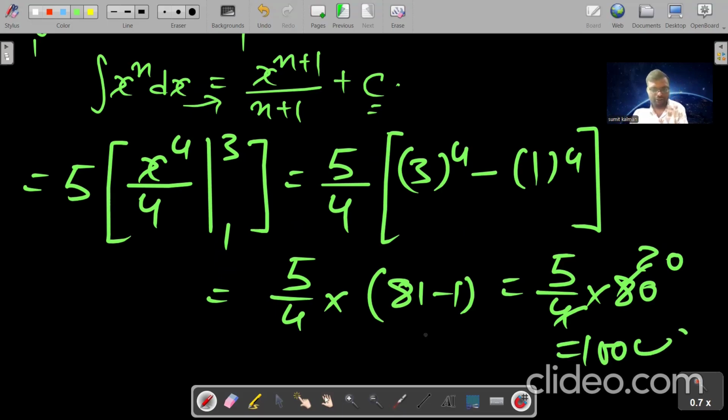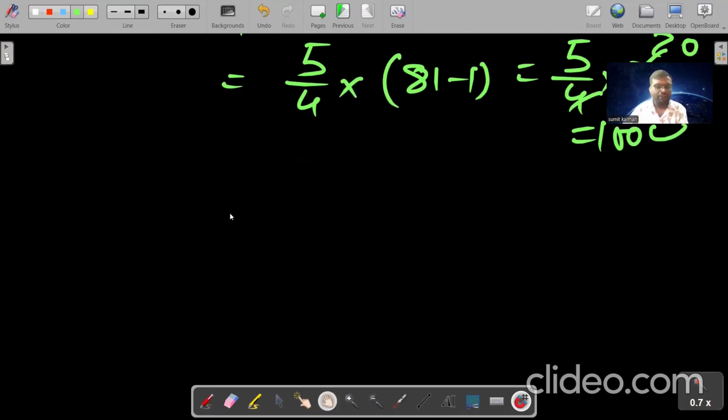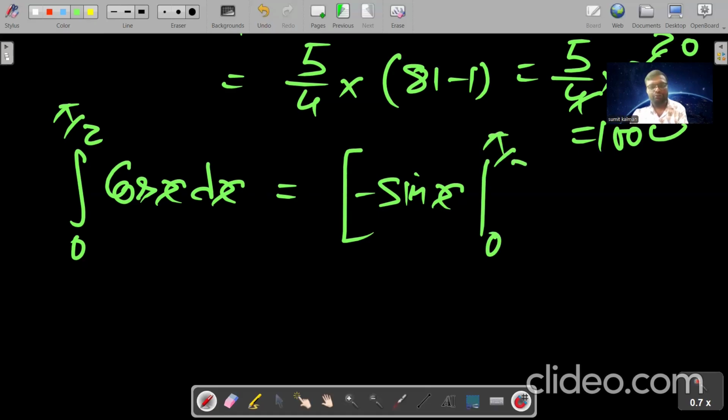Now students, we will solve one more problem based on limits. If we have the integral from 0 to pi by 2, lower limit is 0, upper limit is pi by 2, cos x dx. Then students, if you integrate, integration of cos x is what? Minus sin x. So here minus sin x, and the limits are 0 and pi by 2.